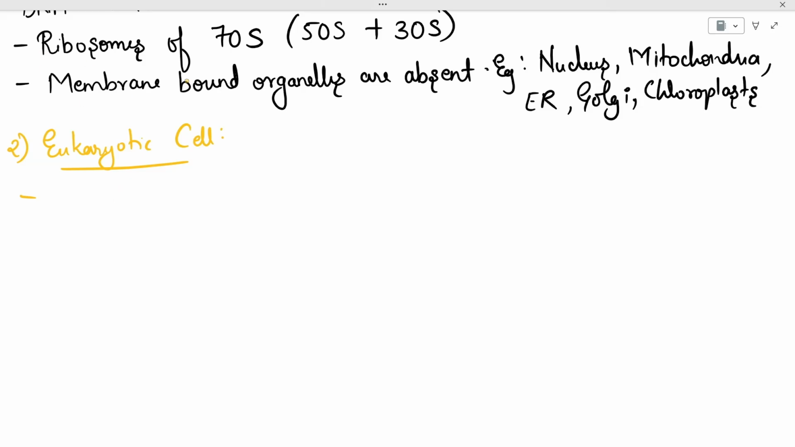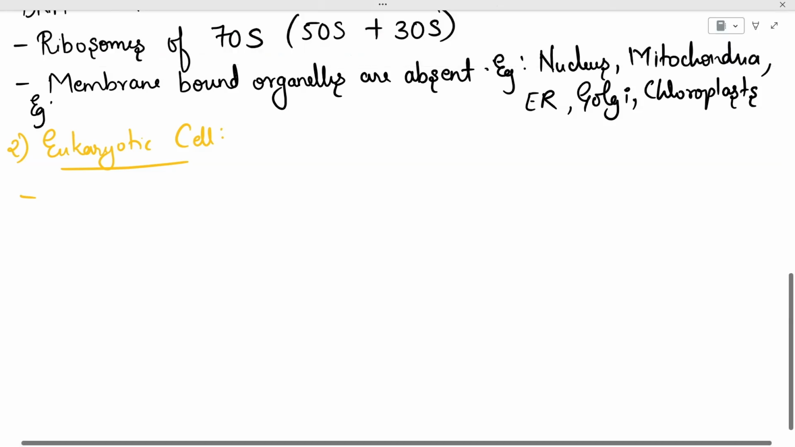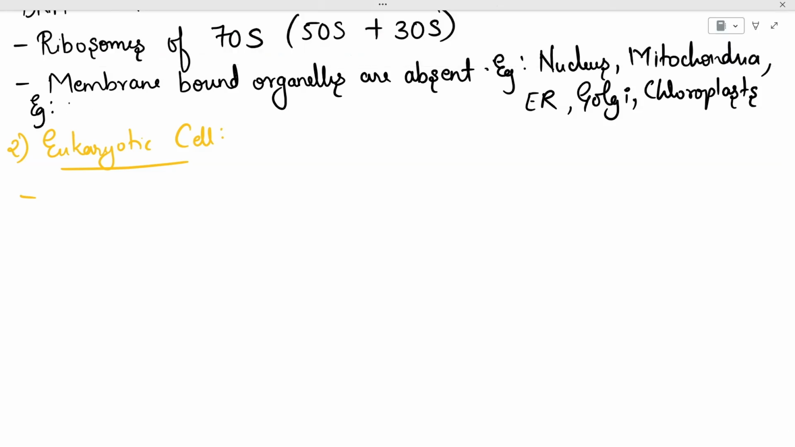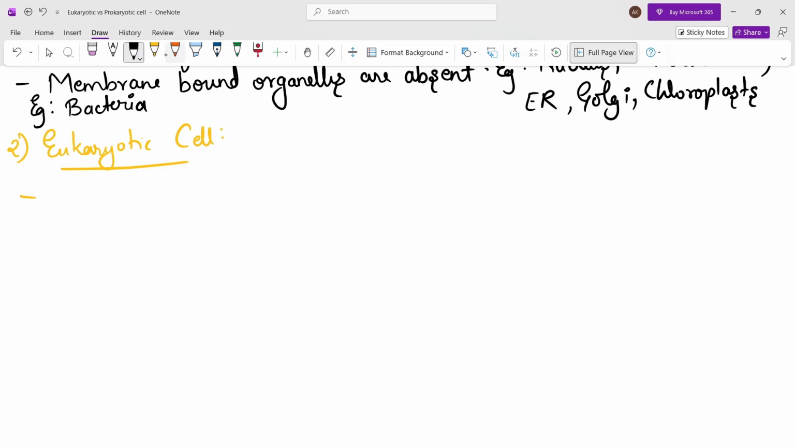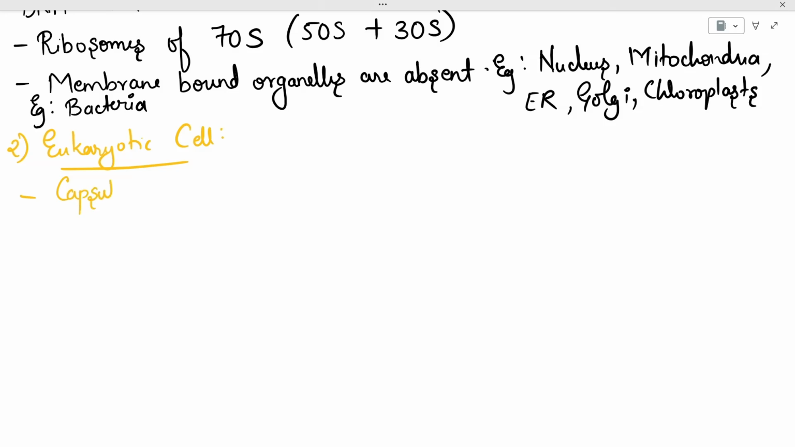Oh, yes, let me just give you some examples of prokaryotic cell. Examples of prokaryotic cell are bacteria. So, bacteria are the prokaryotic cell. Now, eukaryotic cell. In eukaryotic cell, you will find that the capsule is absent. These cells will have no capsule. Now, cell wall is present, but not in all the cells.